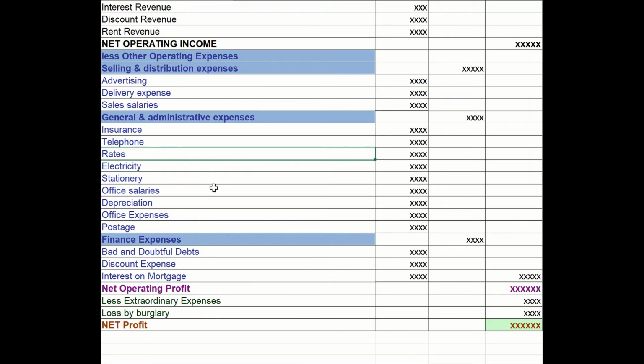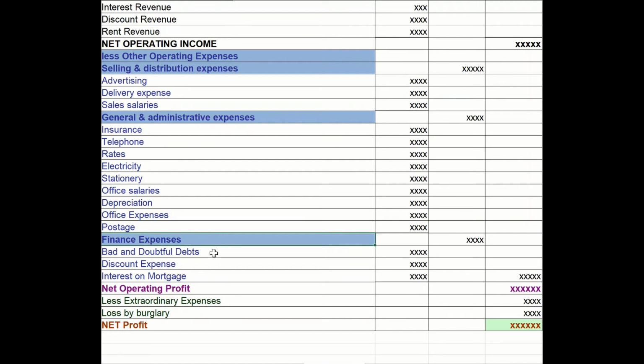If we look at general administrative expenses, those are all your other expenses like insurance, telephone, rates, electricity, etc. And the third category I like to put them in is finance expenses. In other words, how did we sell? What terms did we sell on? And how did we start this business? Where did the capital come from? Did we borrow? That is what I look at: financing.